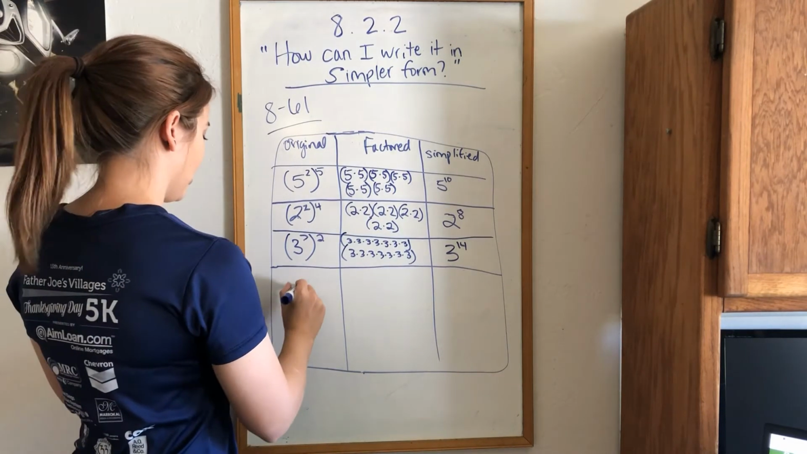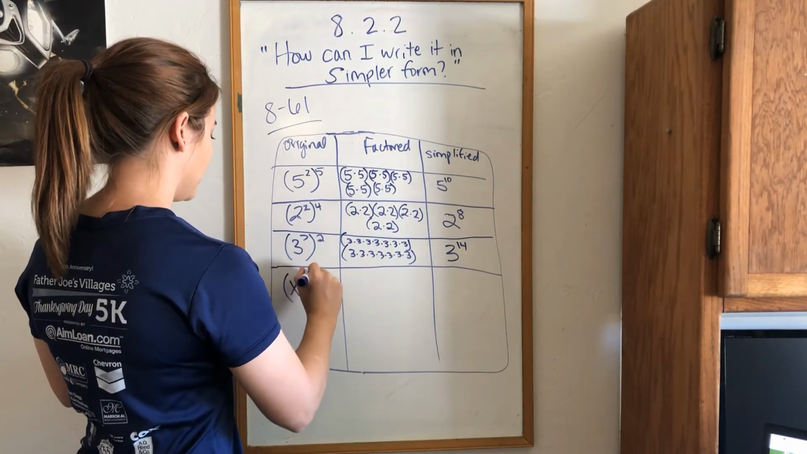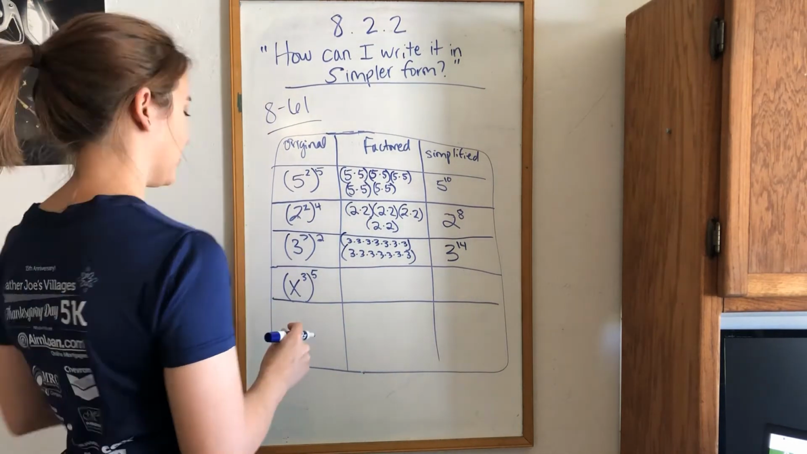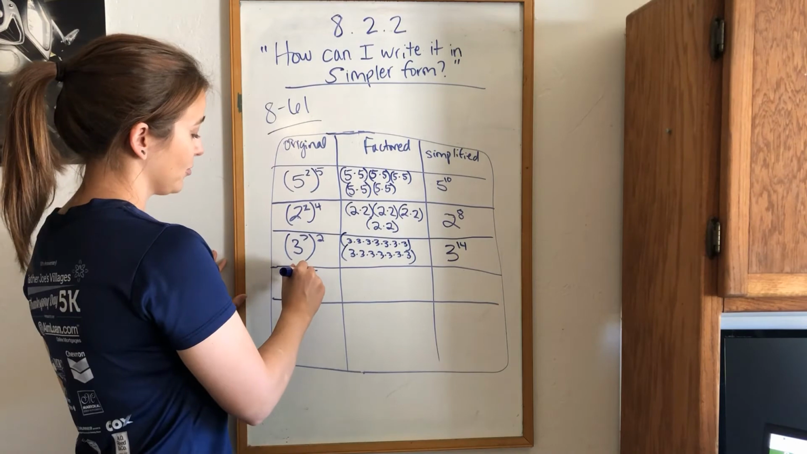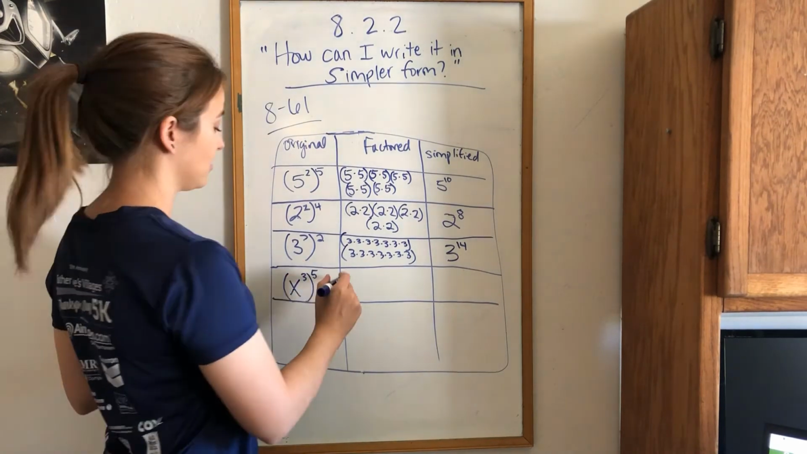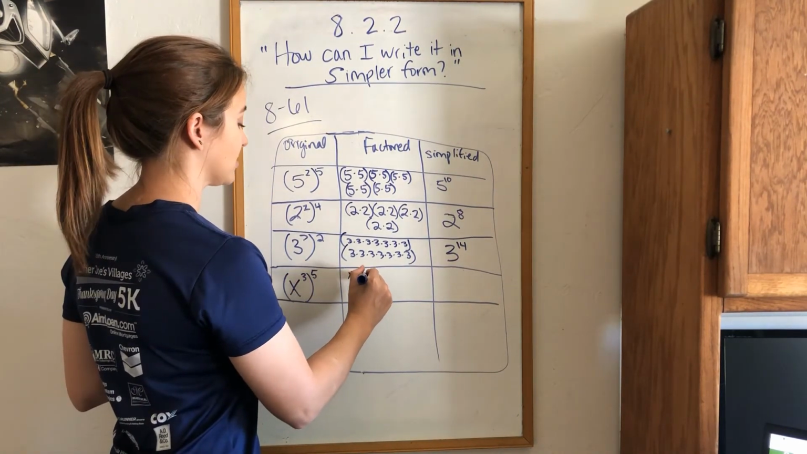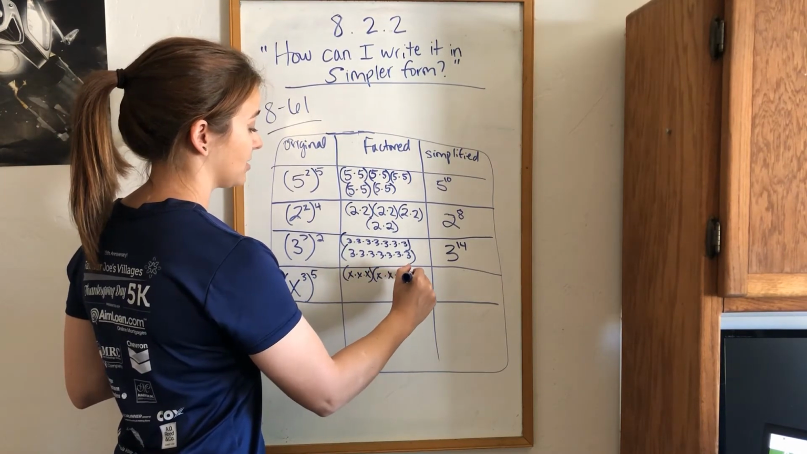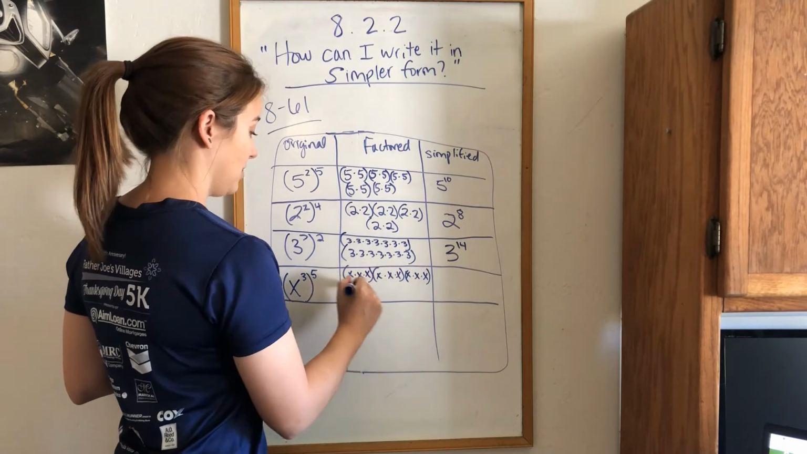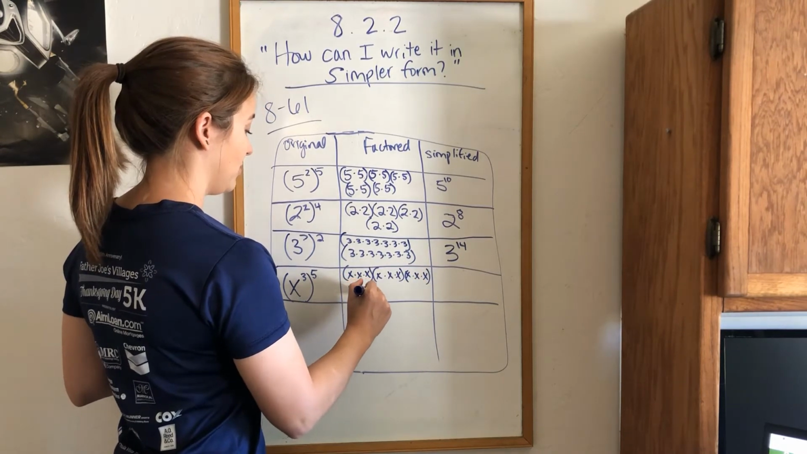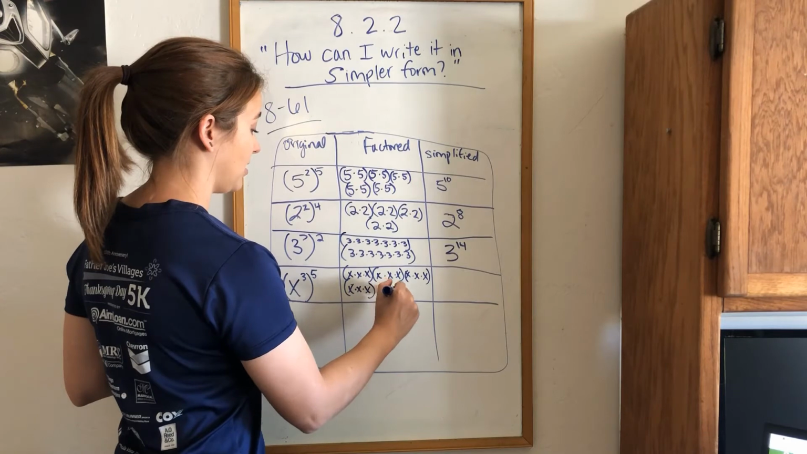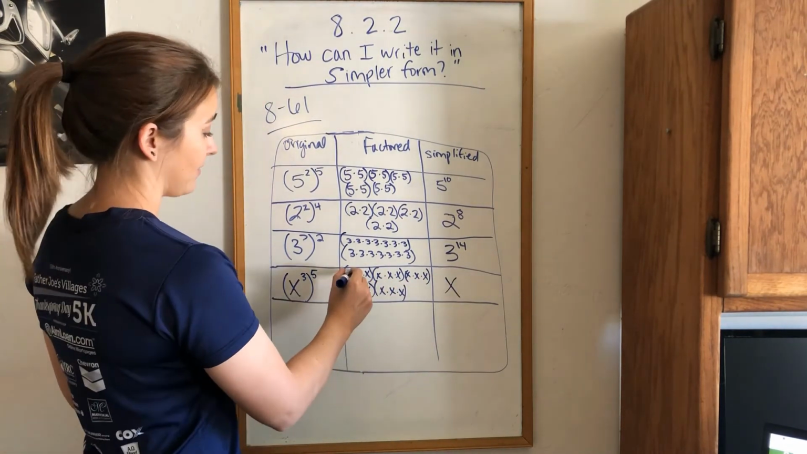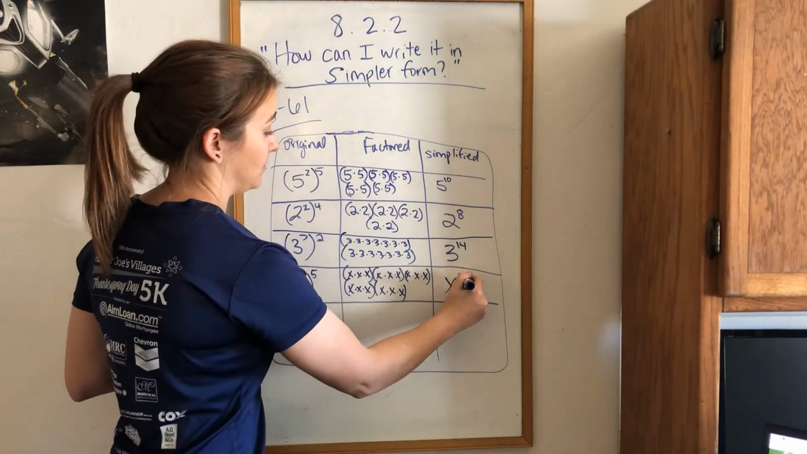Alright, now x to the 3rd raised to the 5th power. We're using a variable this time, but same idea. We're going to make 5 groups of x times x times x, because that's x to the 3rd. So x times x times x, x times x times x, x times x times x. That's 3 groups. We need 2 more. There's 4 groups, and here's 5 groups. So if I counted up all my x's, I'd have 3, 6, 9, 12, 15. So x to the 15th.